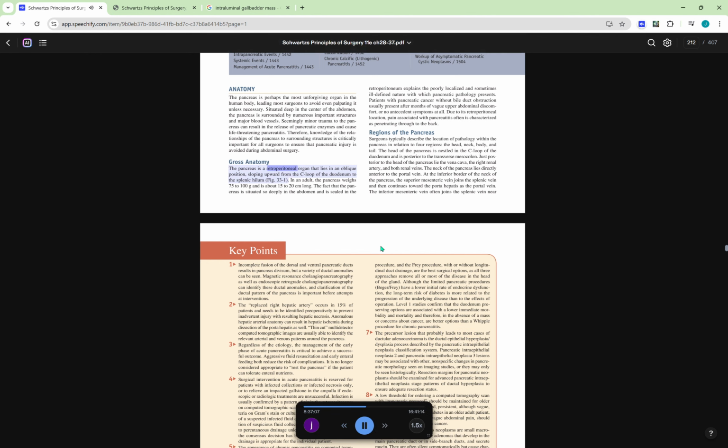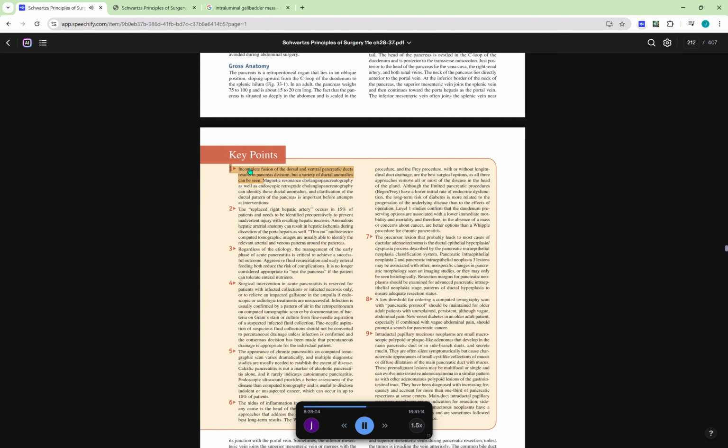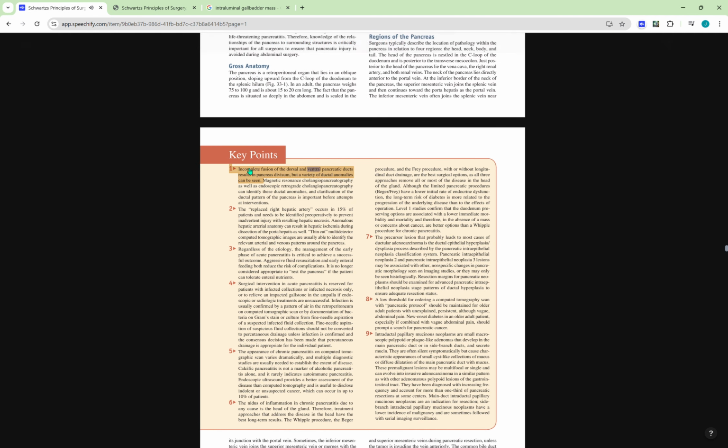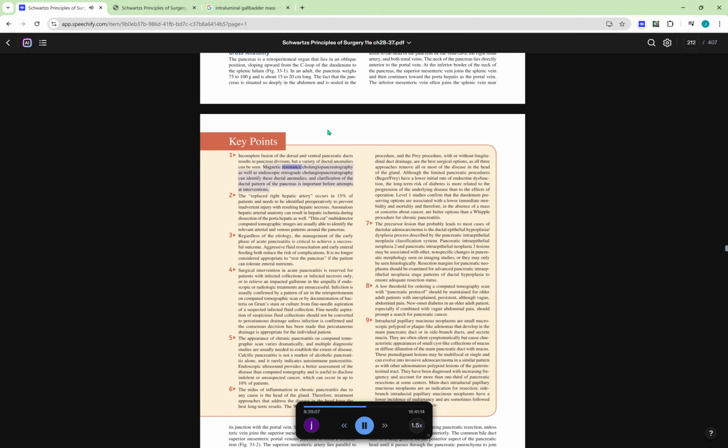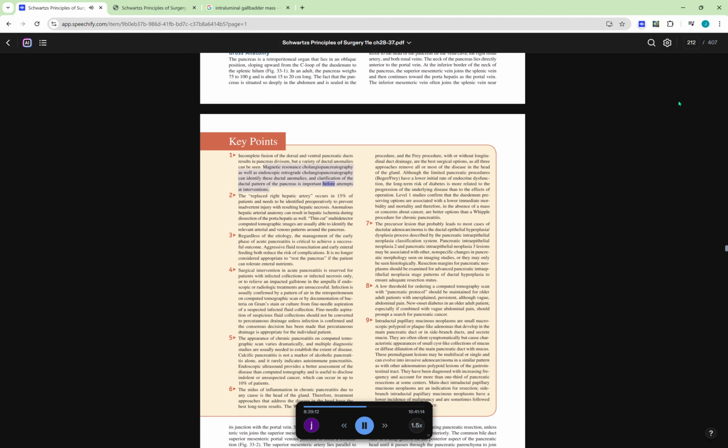The pancreas is a retroperitoneal organ that lies in an oblique position, sloping upward from the C. Incomplete fusion of the dorsal and ventral pancreatic ducts results in pancreas divisum, but a variety of ductal anomalies can be seen. Magnetic resonance cholangiopancreatography as well as endoscopic retrograde cholangiopancreatography can identify these ductal anomalies. And clarification of the ductal pattern of the pancreas is important before attempts at interventions.